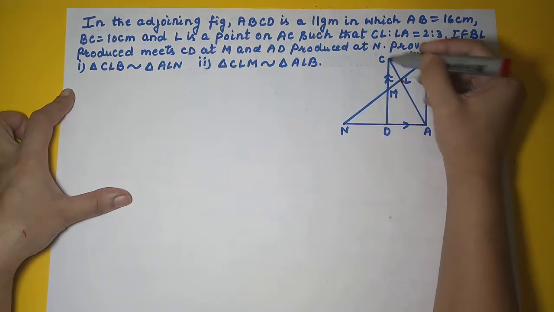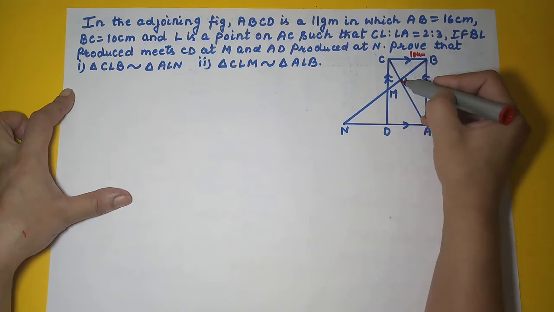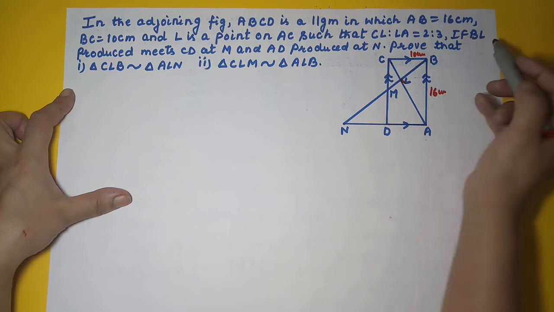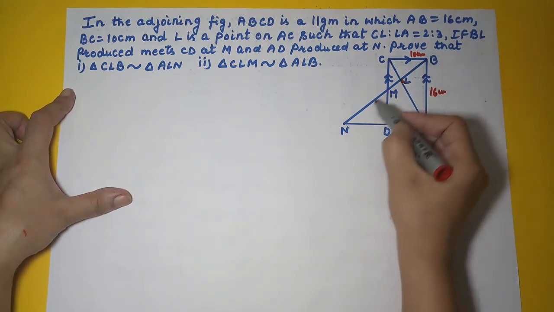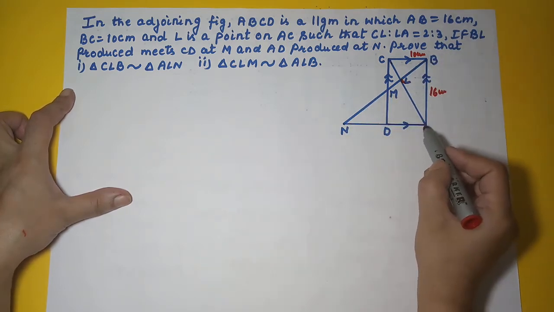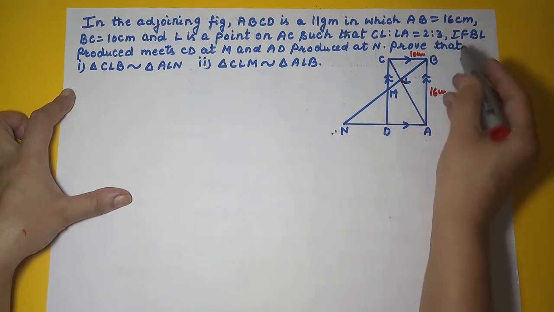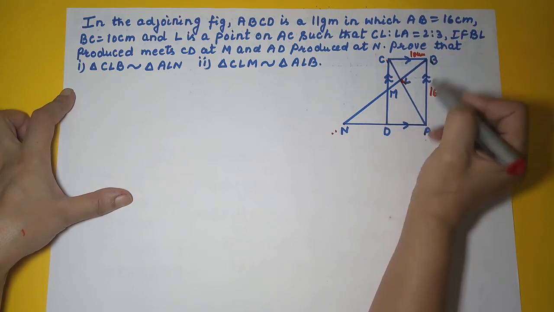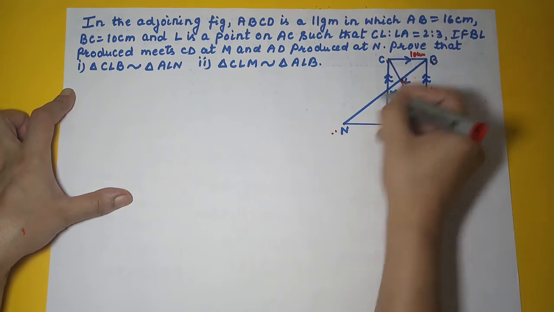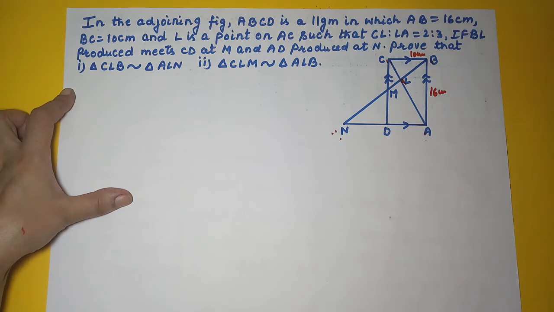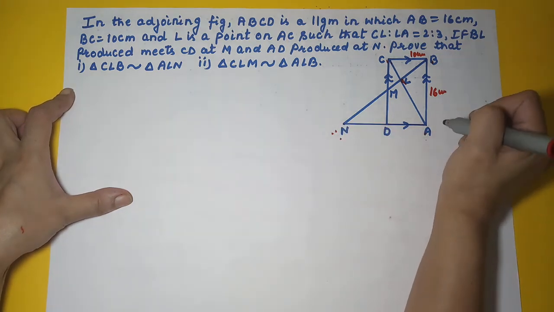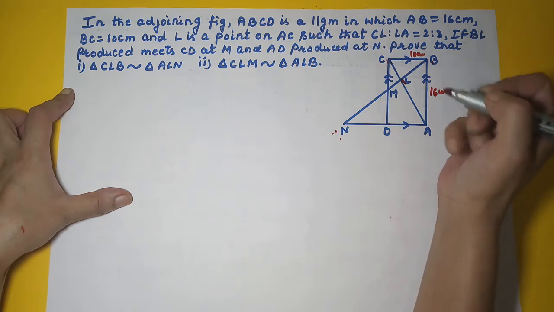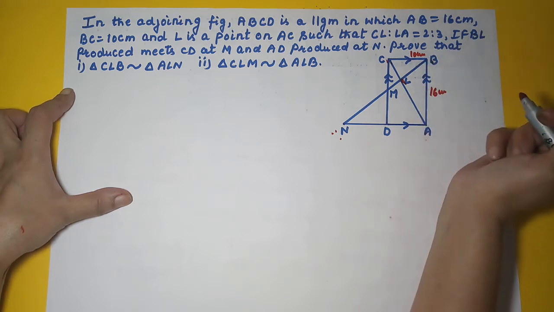AC such that CL is to LA is 2:3, right? If you produce BL meets AD produced at N, prove that triangle CLB is similar to triangle ALN. Okay. So we have to prove these two triangles similar. That means we have to look for two equal angles in these two triangles, right?